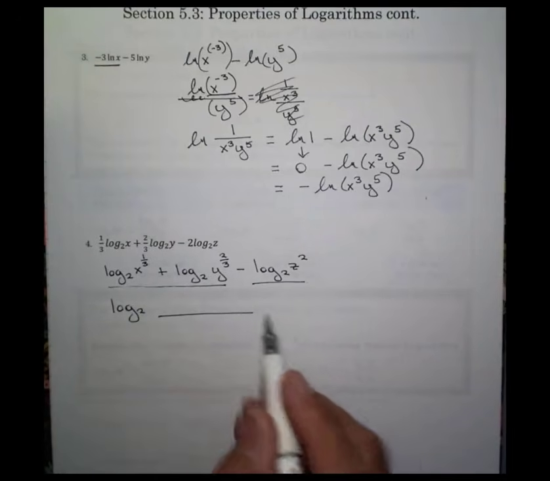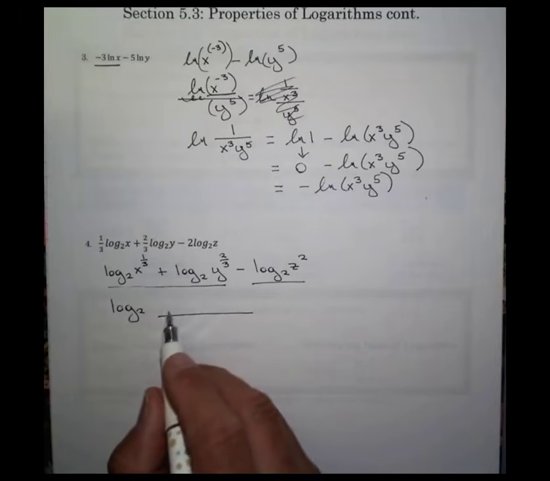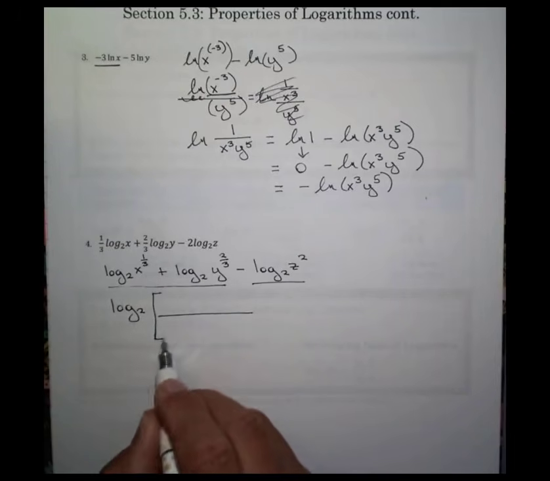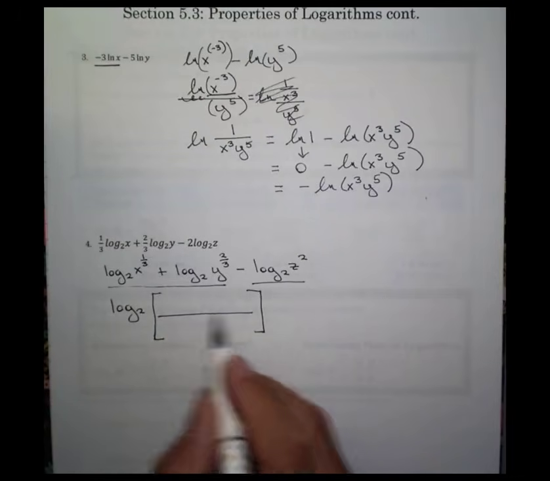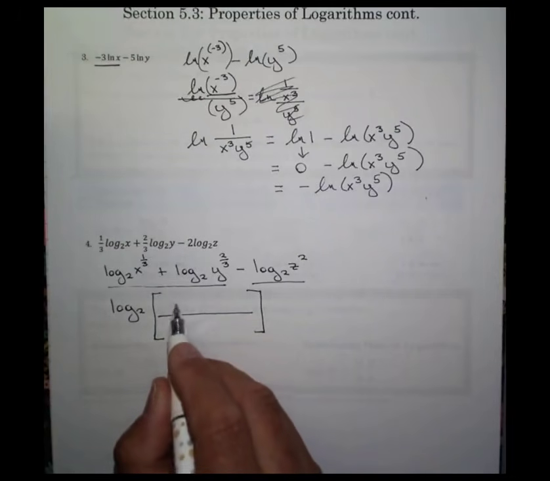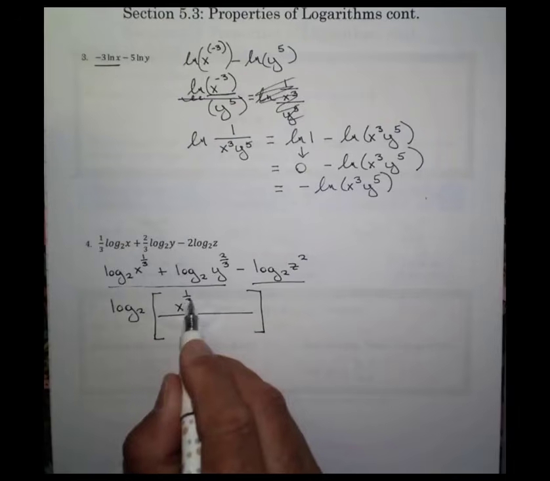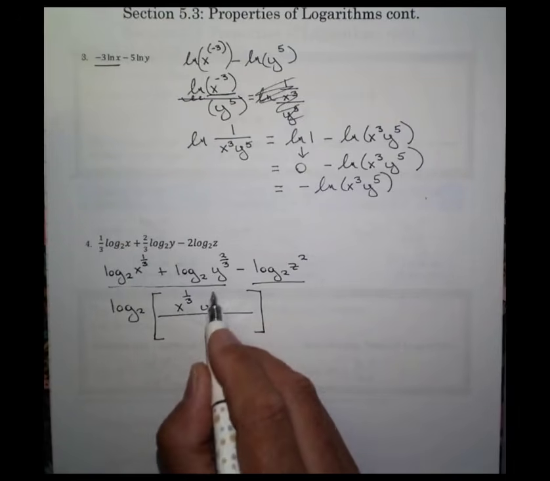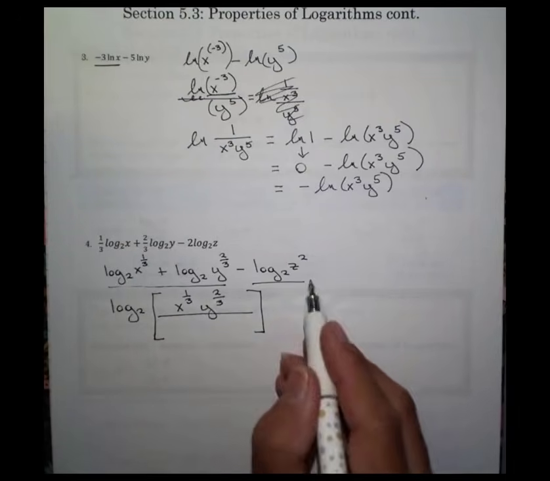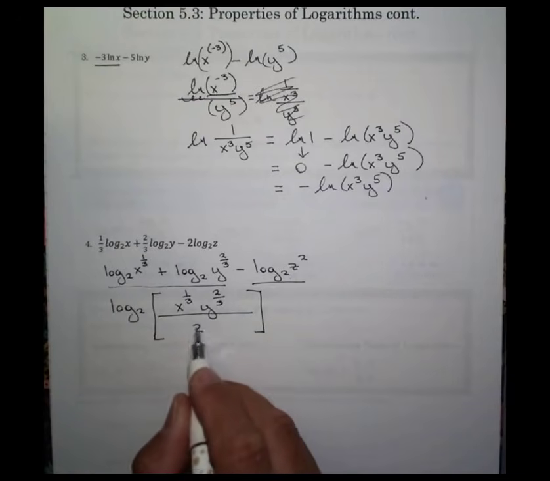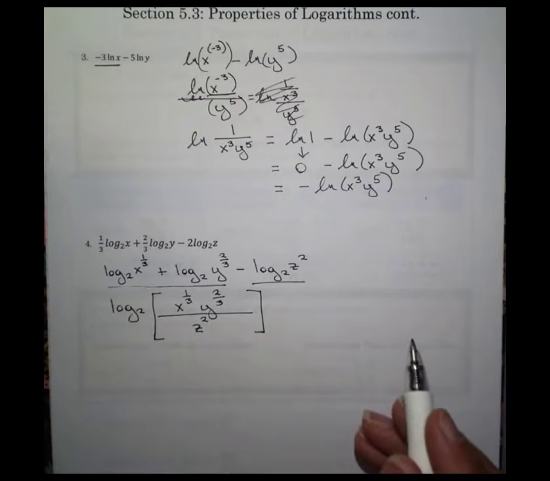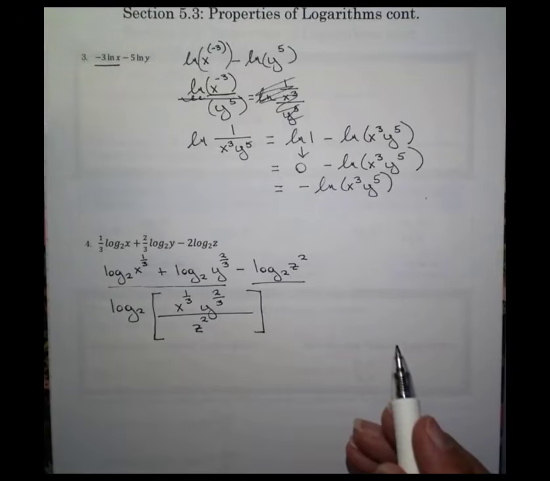So I'm going to change this into a big fraction. And this is my argument, so I'll put it in brackets. This is going to be x to the power of 1/3 times y to the power of 2/3, and it's going to be divided by z squared. Okay, that's very simple. Now, what else can we do here?